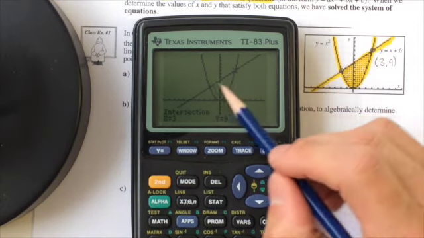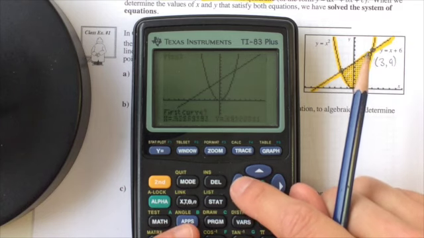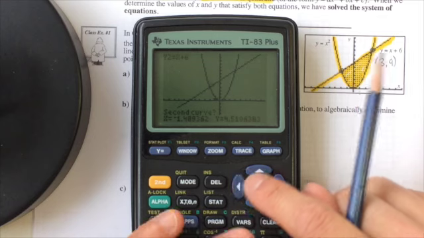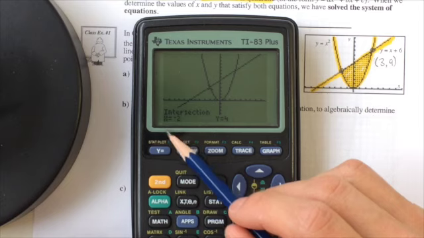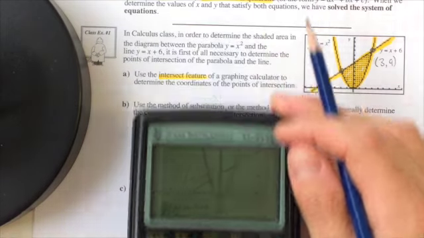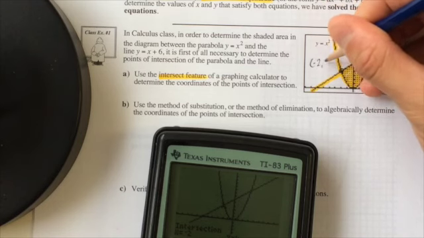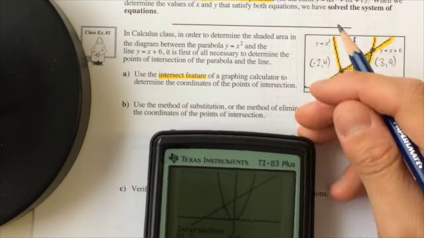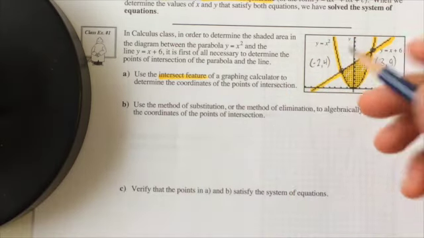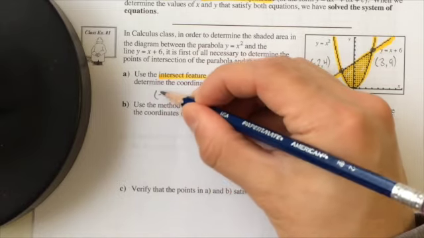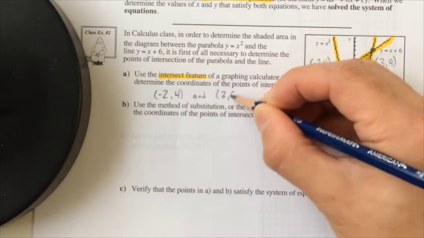Now, there's another point where they intersect, so let's see where that is. Again, I'm looking at my first curve, which will be on this side, and then my second curve, that's okay there. We make a guess, and we are told that it intersects at x equals -2 and y equals 4. So the coordinate of this point is -2 and 4. Use the intersect feature of your graphing calculator to determine the coordinates of the points of intersection. We found those coordinates at -2 and 4 and 3 and 9.